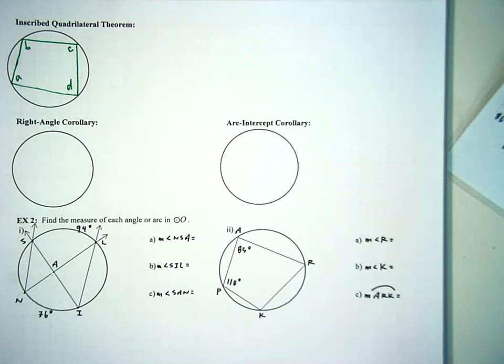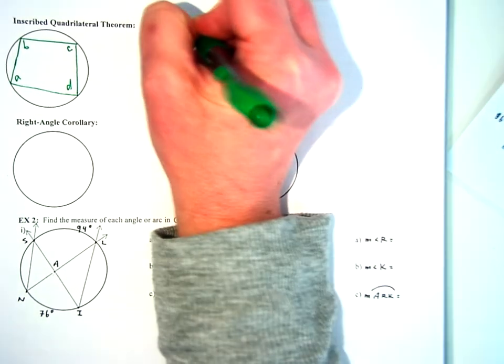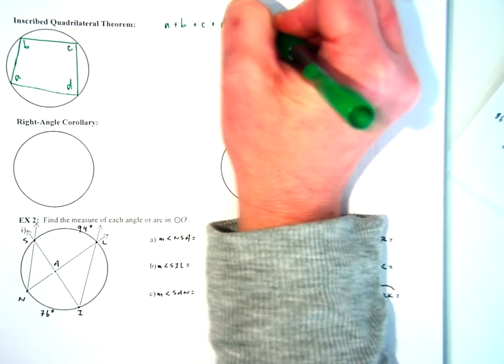Okay, so first thing to note is that those four angles together have to add to 360. We know that's true for any quadrilateral. So A plus B plus C plus D has to be 360 degrees total.